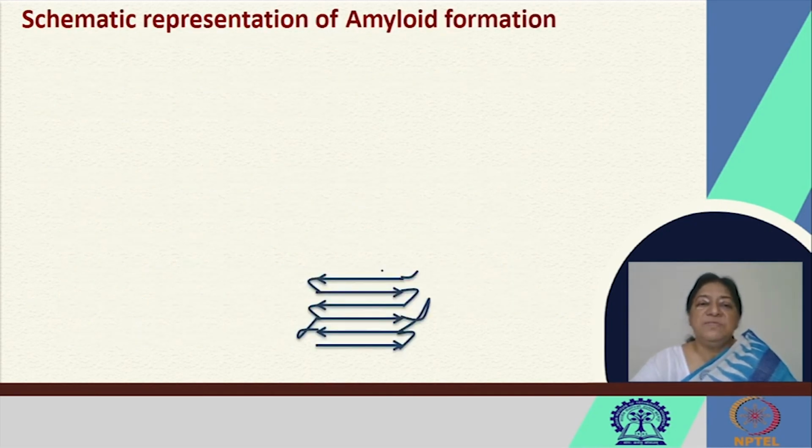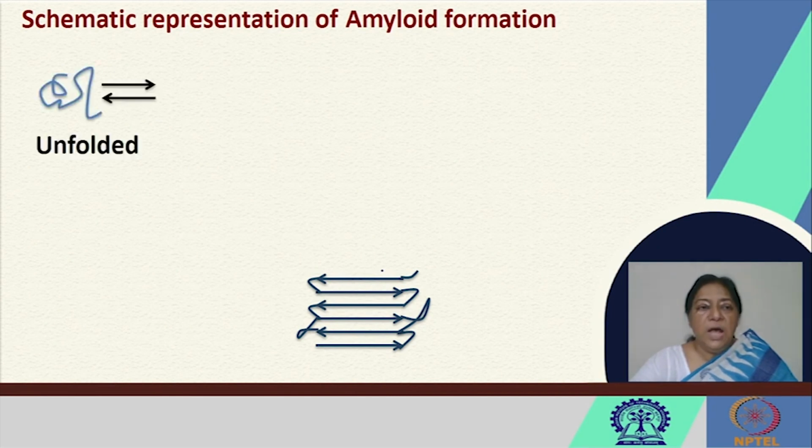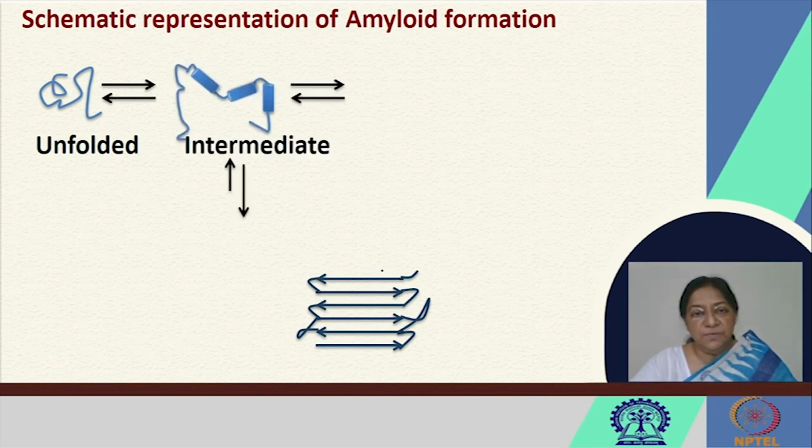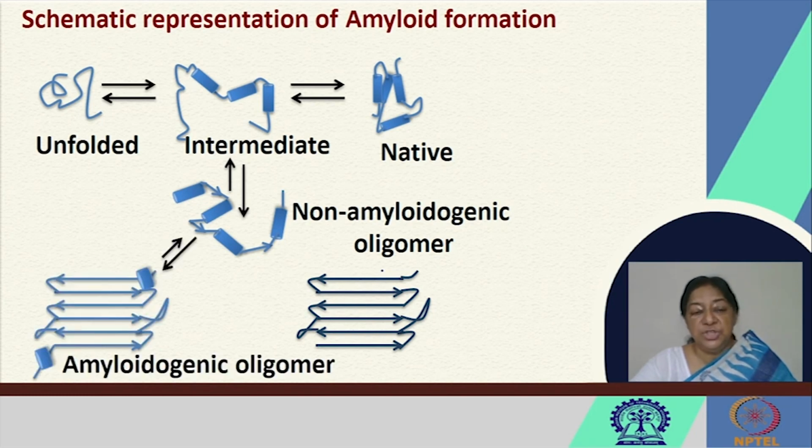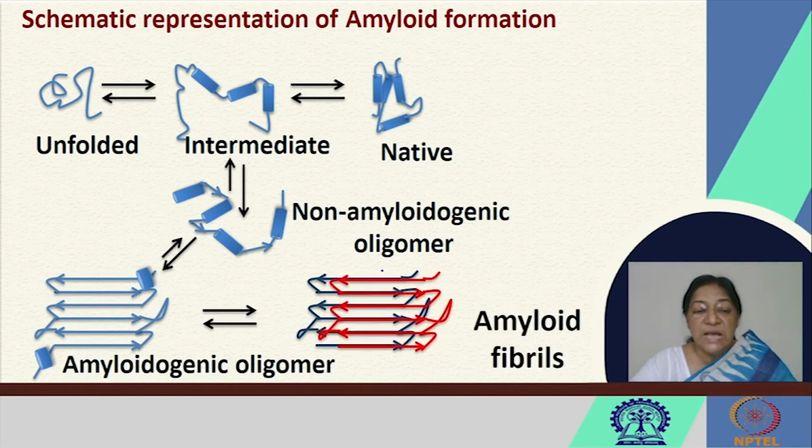If we look at a schematic representation of amyloid formation, we have an unfolded protein. The amyloid formation is observed in intrinsically disordered proteins. An unfolded protein can go to an intermediate folding state that then desirably would go to a native state. However, this intermediate may also form non-amyloidogenic oligomers, as a result of which there could be structural changes, and these structural changes could result in these specific amyloid fibrils that are the cause of many diseases that result in amyloidosis.